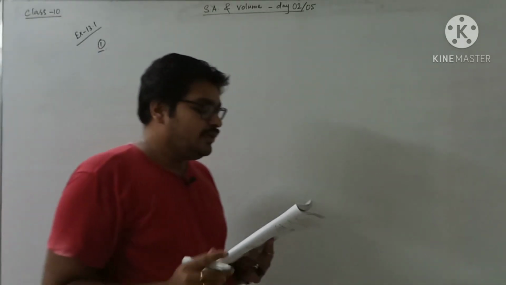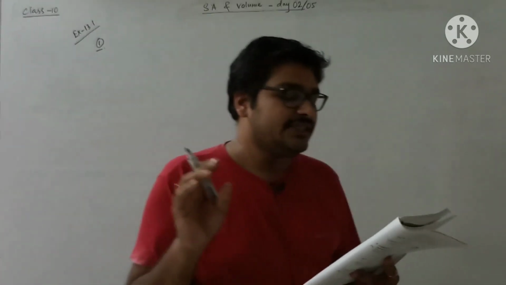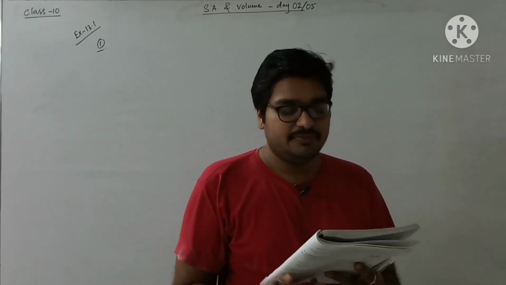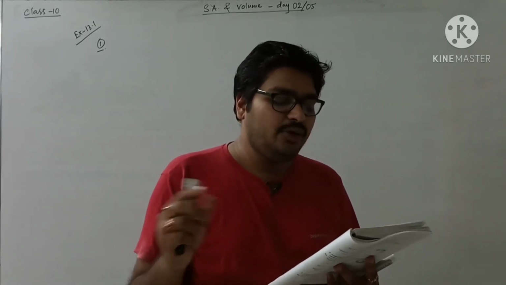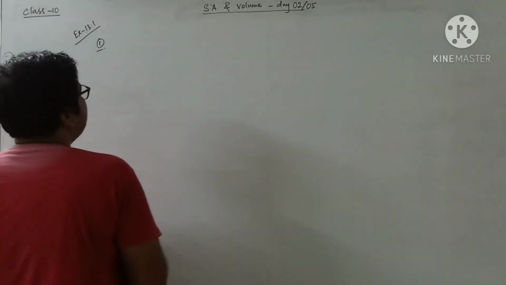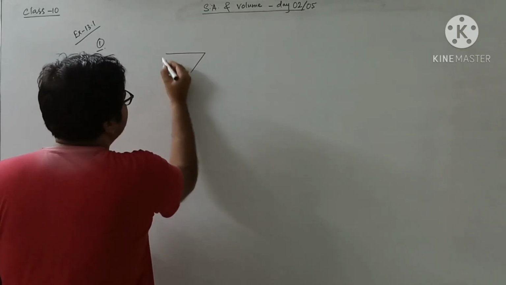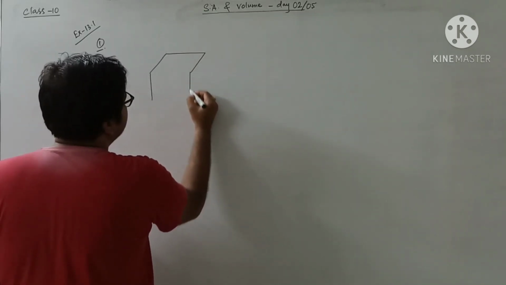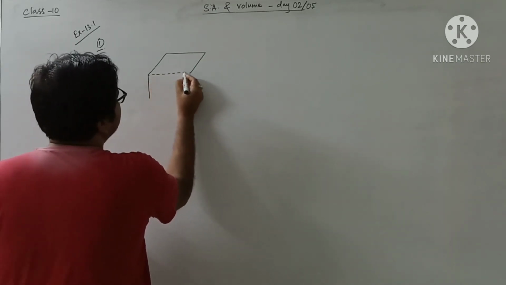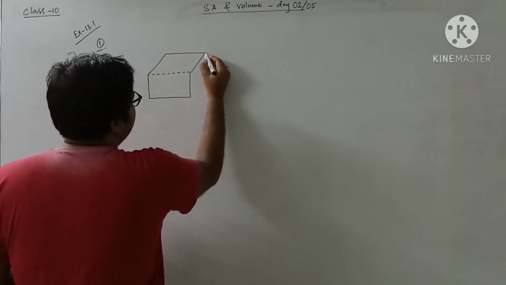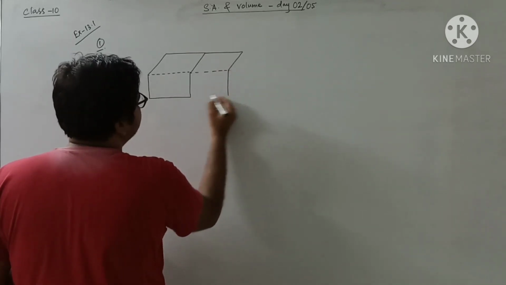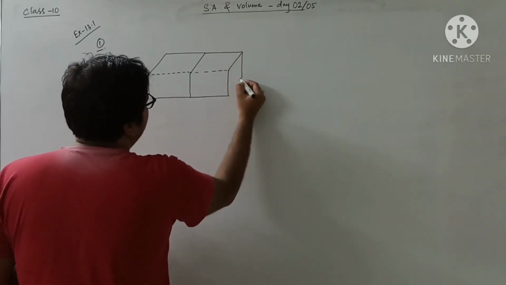See the question. Two cubes, each of volume 64 centimeter cube. So both the cubes have the volume 64 centimeter cube, and are joined end to end. Find the surface area of the resulting cuboid. Now two cubes, whenever you are joining, suppose this is one of the cubes, this is another cube, you are joining side by side or end to end. Then one cuboid will form like this.